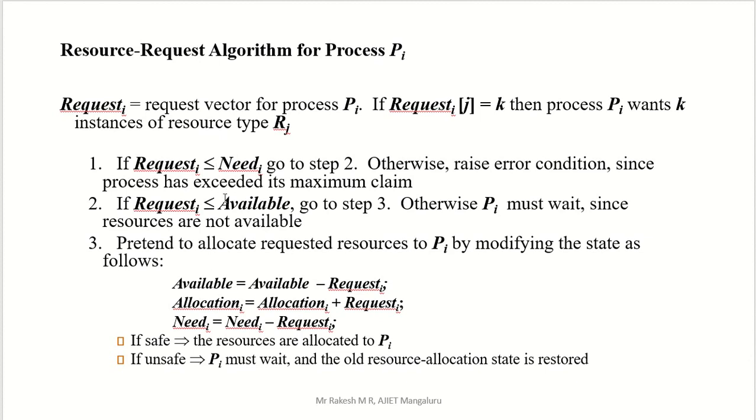If any one of these steps is false, then again waiting is required. Again we have to wait. Otherwise, if both are true, first we check this one, and if that is true, we check this one; that is also true, so go for this. Apply this formula and get one new table. Available is new, allocation also we have to change by using this formula, and need also we have to change by using this formula.